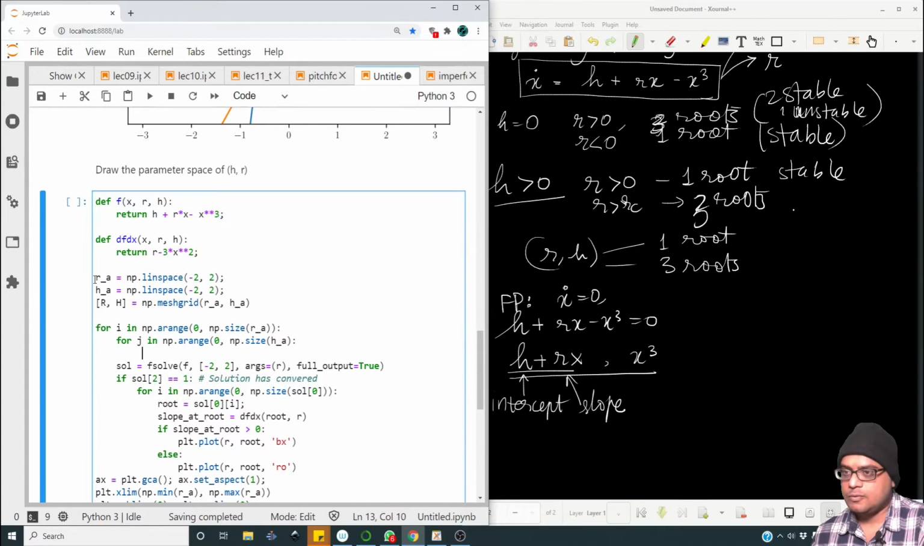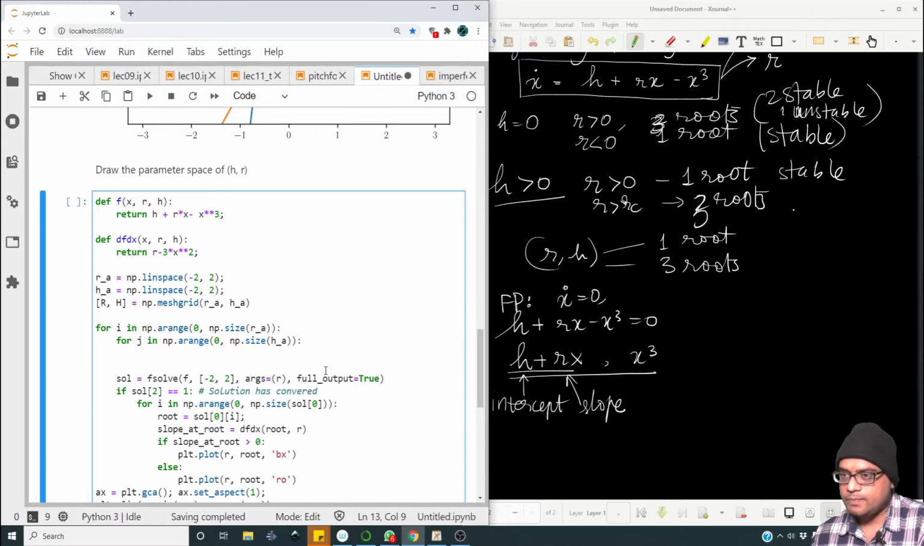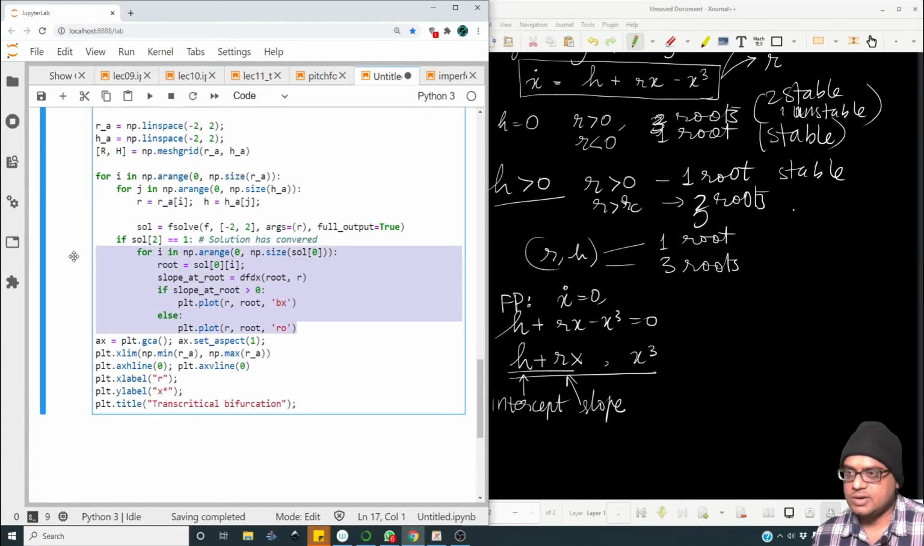Okay, so we missed a comma, we missed a bracket over here. Okay, so then r will be ra of i and h will be ha of j. All right, now we must solve the equation. Okay, let me just indent everything.